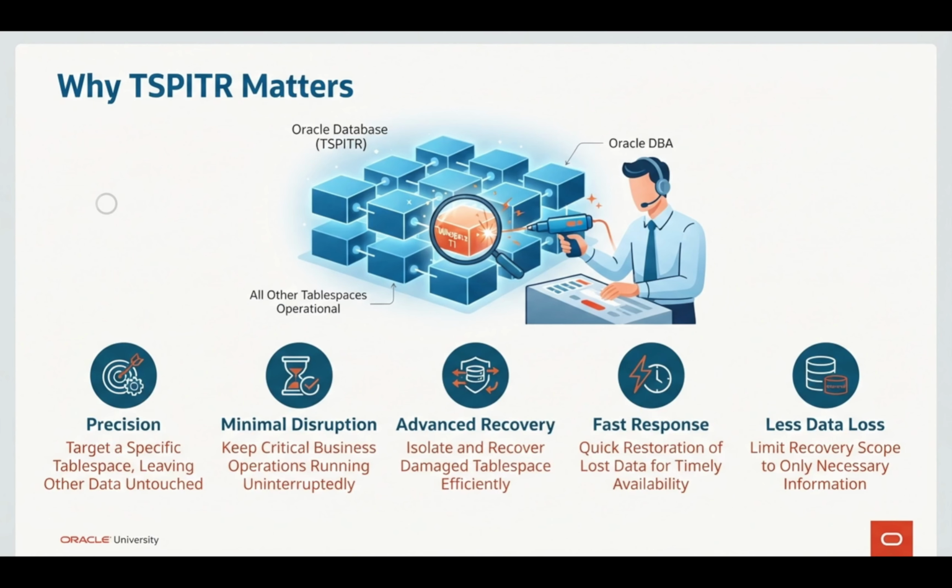So why should an Oracle DBA care about tablespace point-in-time recovery? Because it gives you precision. Instead of affecting the entire database, you can focus on the damaged or logically incorrect area. That can mean less unnecessary data loss and less disruption to other applications. It also gives the DBA another recovery option when dealing with localized logical errors. And as you progress as an Oracle DBA, understanding recovery at this level becomes extremely important. You are no longer just learning RMAN commands, you are learning how to choose the right recovery strategy.